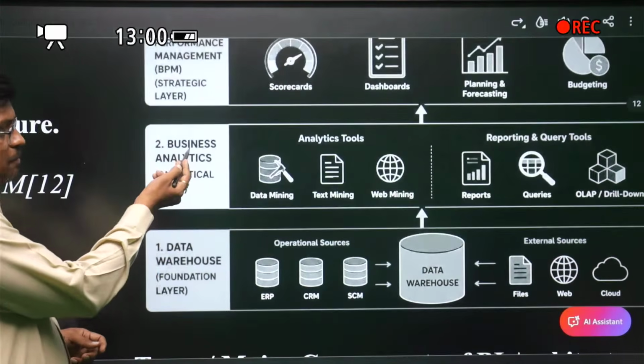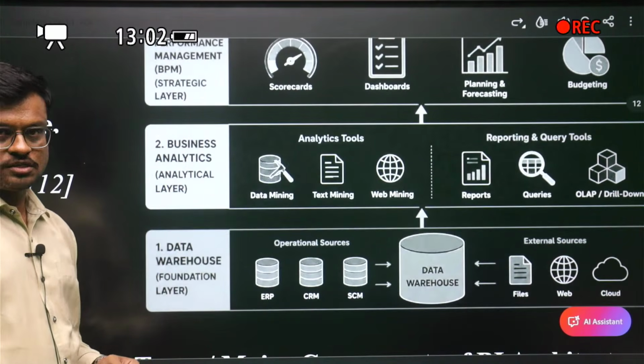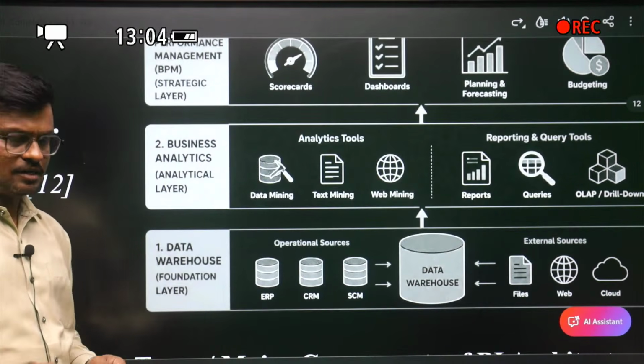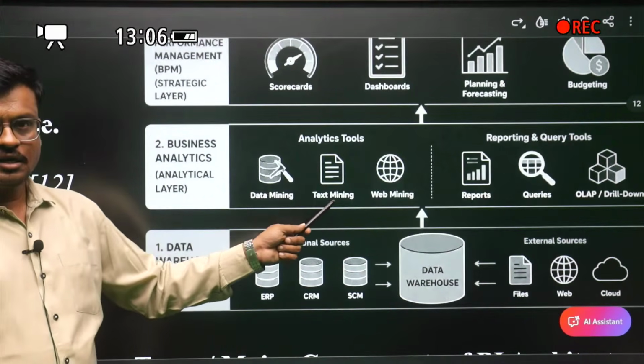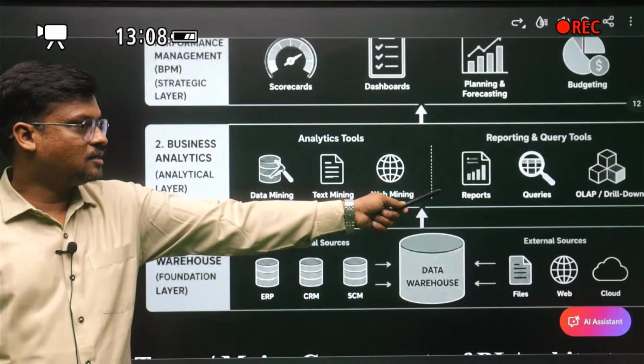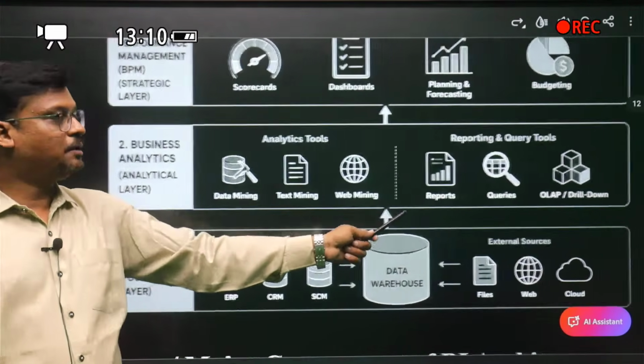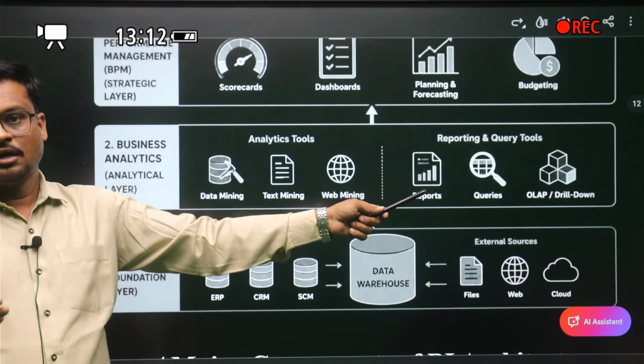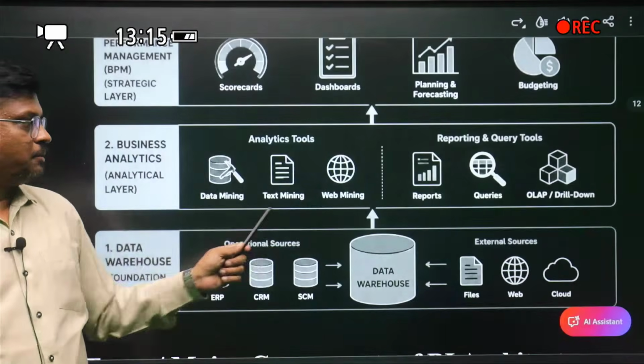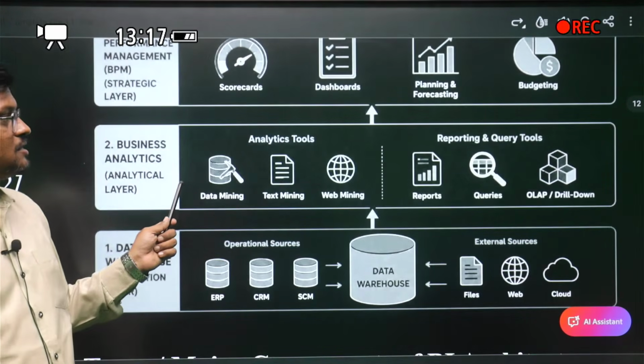The second thing is applying the business analytical tools, technologies and mechanisms. So data mining can be text mining, web mining, generating the reports, applying the queries. OLAP techniques can be implemented like slice, dice, drill down, roll up. So you'll be applying your mining techniques in the second stage.